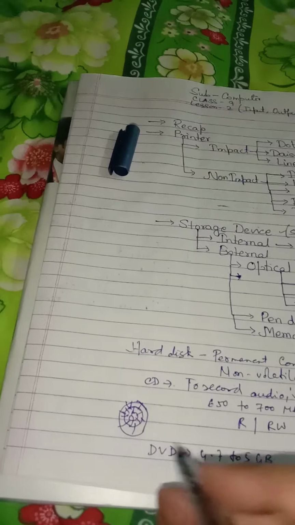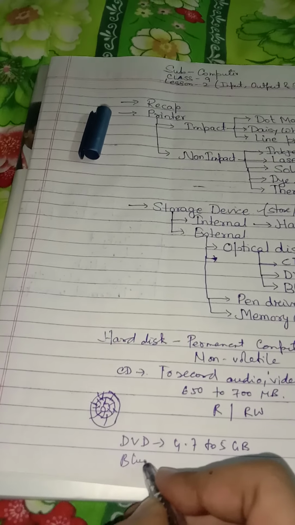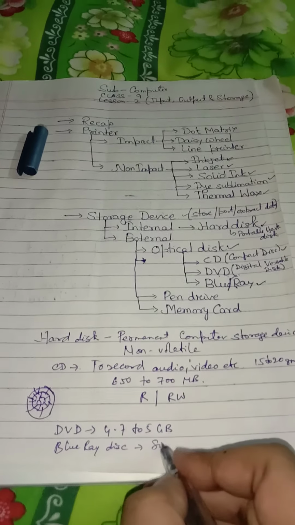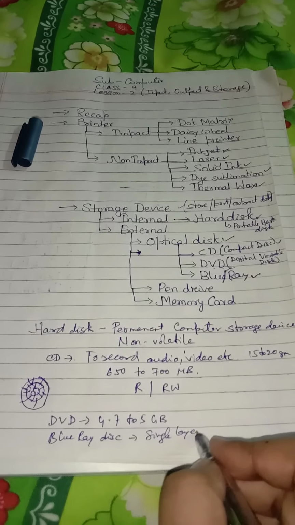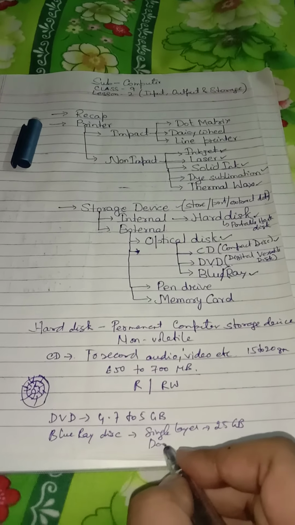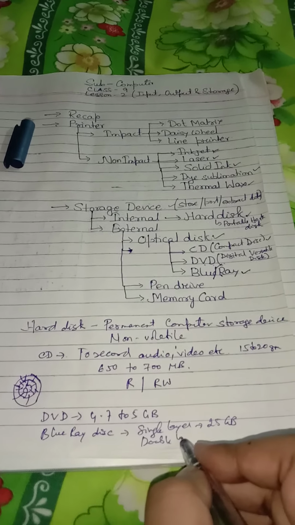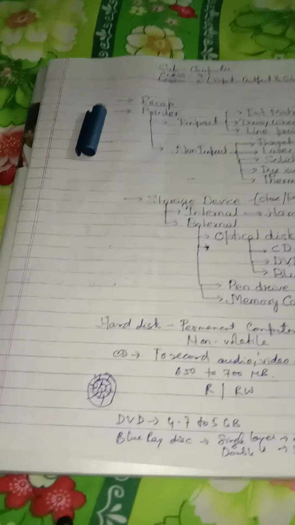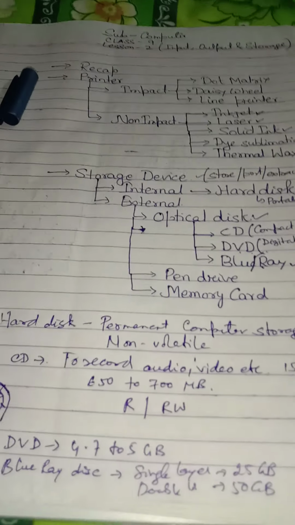So the Blu-ray disc, on single layer, can store 25 GB of data, and on double layer it can store 50 GB of data. So it has a large storage capacity.